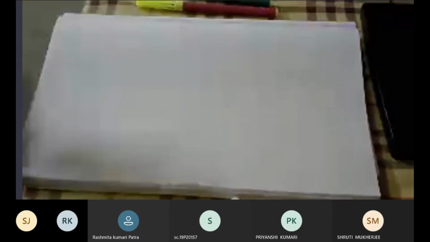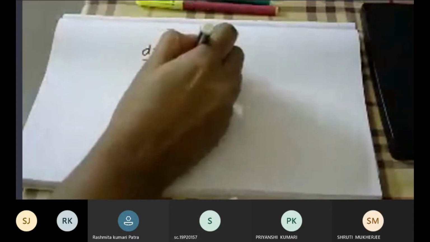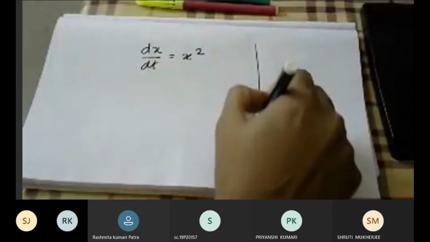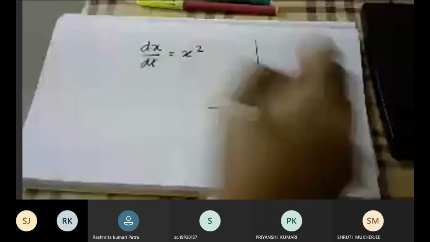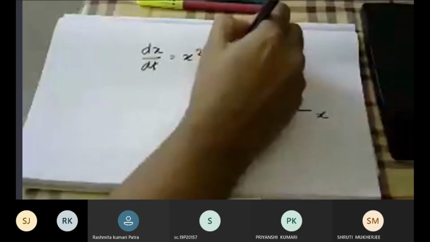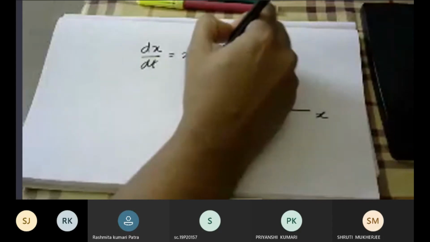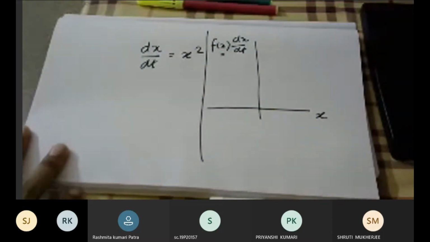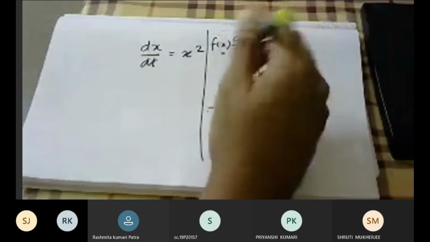Ma'am, it's a parabola, and the fixed point is 0. So it's a parabola, right? We all understand that. And where should it touch the x-axis? So this is my 0, x, and this is my dx/dt, which is my f(x). We are taking dx/dt as my f(x) and plotting it on the y-axis, and it is going to touch it at 0. Very good. So we understand.